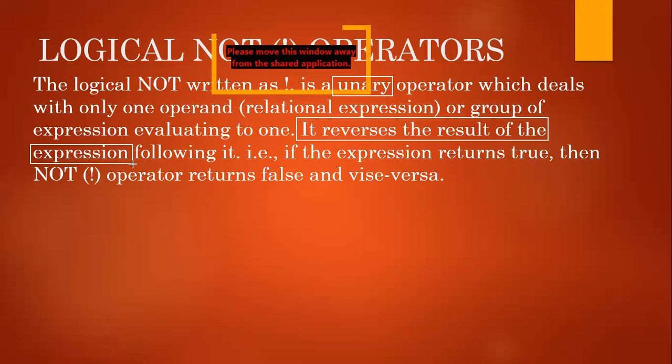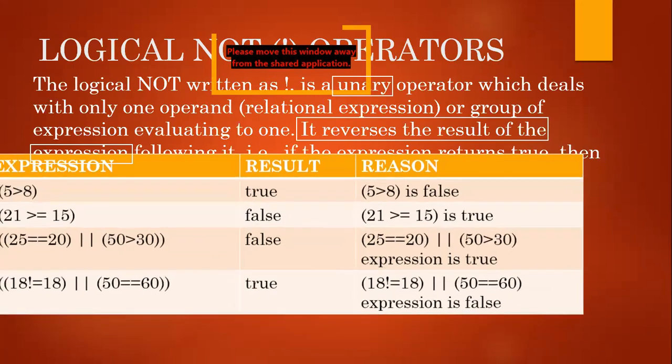Now, obviously, we know there are only two outputs. One is true and one is false. So if it is true, it will make it false, and if it is false, it will make it true. It reverses the result of the expression following it. For example, if the expression returns true, then the NOT operator returns false and vice versa. If the expression results in false, then the NOT operator will result in true. So it will just reverse the outcome.